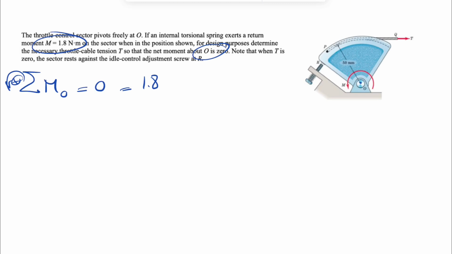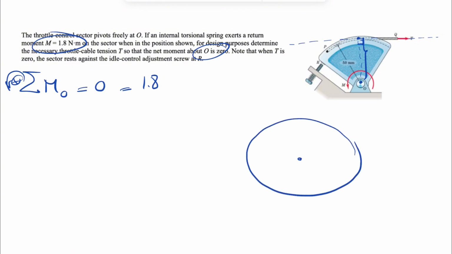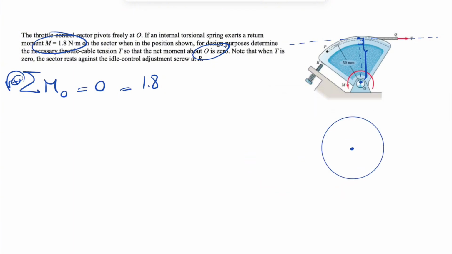So if we want to use our 2D shortcut for finding the moment, we need the perpendicular distance from O to the line of action of the force, so this will be the line of action of T. And what we are interested in is this distance, and this will be perpendicular to our force T. And we know when we have a circle, and if this is our center, if we draw any tangent in here, we know our R, or radius, would be perpendicular to that tangent. It works for any line that we want to draw.